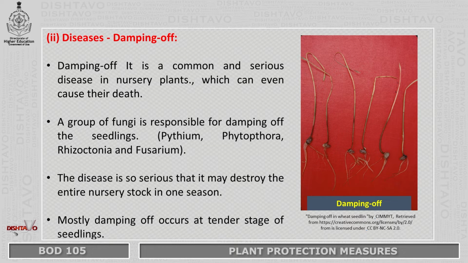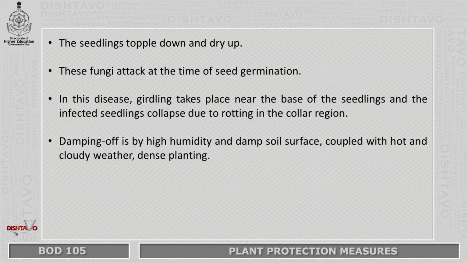Mostly damping off occurs at tender stages of seedlings. The seedling topples down and dries up. This fungus attacks at the time of seed germination. In this disease, girdling takes place near the base of the seedling and the infected seedling collapses due to rotting in the collar region.